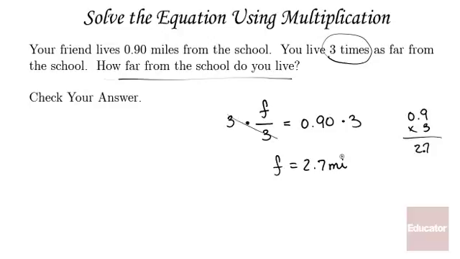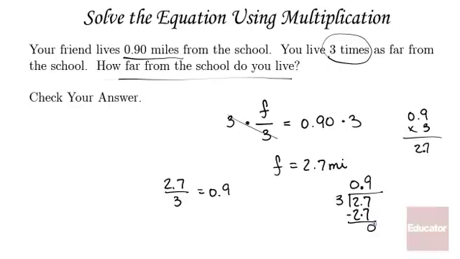Let's check our answer. Does it make sense? You live 3 times as far away, so you should live much farther away. If you live 2.7 miles, that is much farther than how far your friend lives, which is 0.9 miles, not even 1 mile away yet. Let's check our answer by substituting. 2.7 divided by 3 should equal 0.9. Let's write our division problem on the side. 3 doesn't go into 2, but it will go into 27 9 times. And that is correct. So you live 2.7 miles from the school.